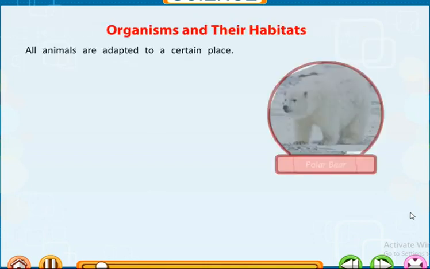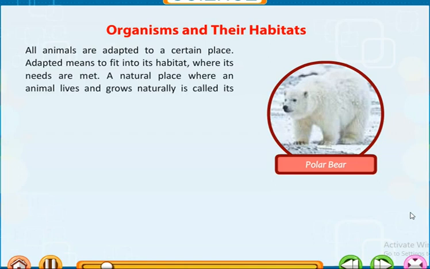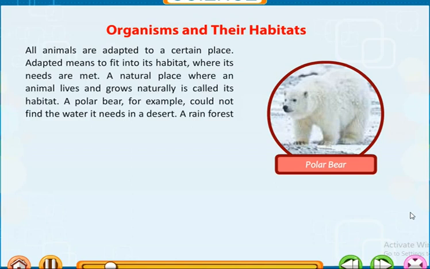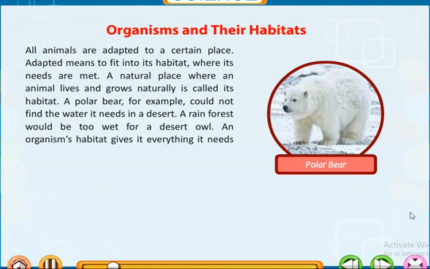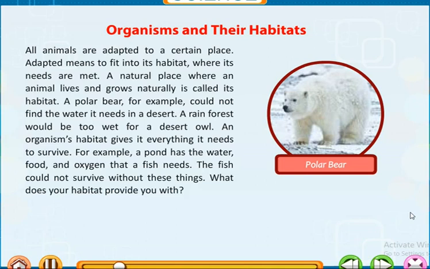Organisms and their habitat. All animals are adapted to a certain place. Adaptation means to fit into its habitat, where its needs are met. A natural place where an animal lives and grows naturally is called its habitat. A polar bear, for example, could not find the water it needs in a desert. A rainforest would be too wet for a desert owl. An organism's habitat gives it everything it needs to survive. For example, a pond has the water, food, and oxygen fish need. The fish could not survive without these things. What does your habitat provide you with?